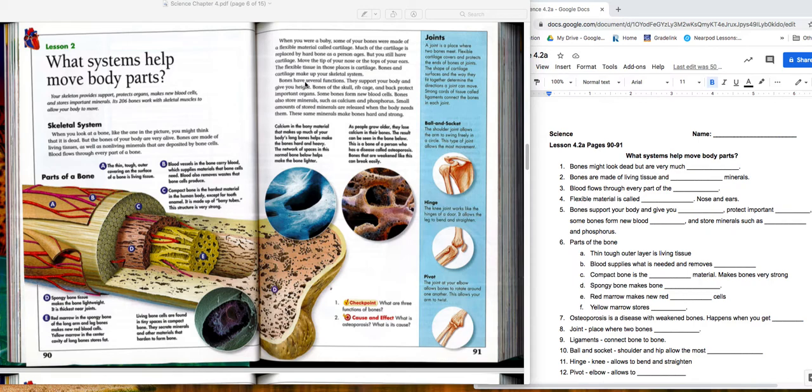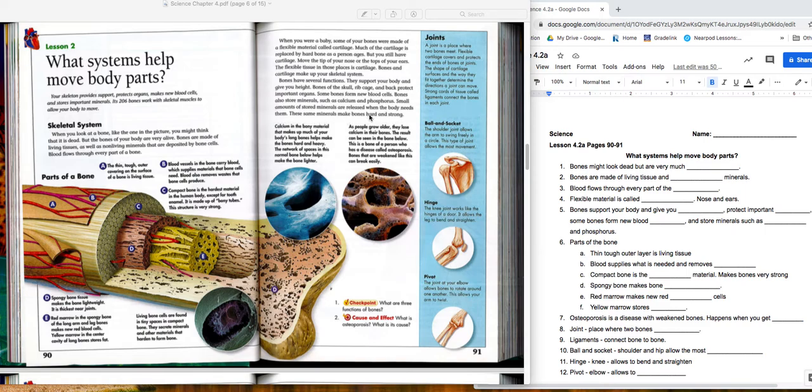Bones have several functions. Step 1, they support your body and give you height. Step 2, bones like the skull, the rib cage, and the back protect important organs. Step 3, some bones form new blood cells. Step 4, bones also store minerals such as calcium and phosphorus. Small amounts of the stored minerals are released when the body needs them. These same minerals make bones hard and strong.